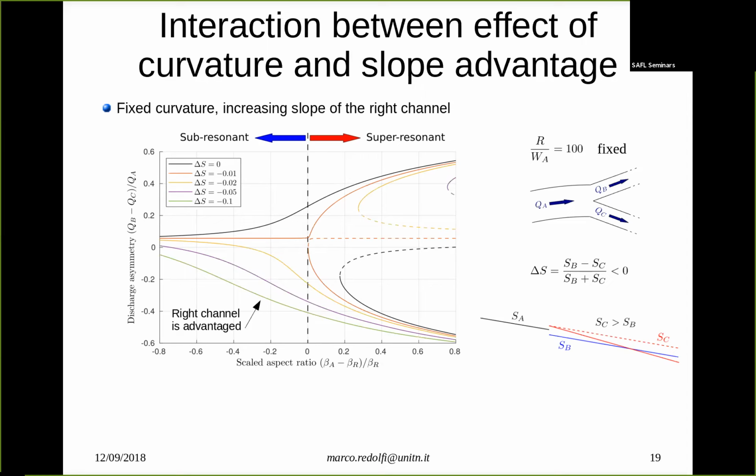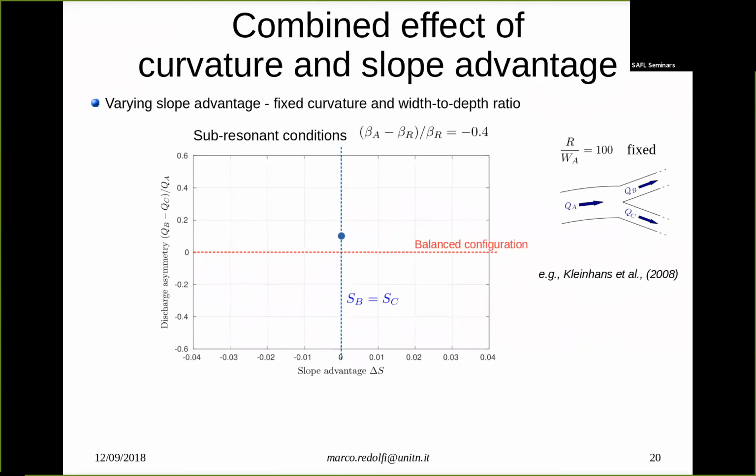However, again, this behavior is highly different if you are in the sub-resonant or in the super-resonant case. To see this difference, you can just refer to two cases with fixed beta. One is sub-resonant and one is super-resonant. And we can try to see what's going on in these two cases.